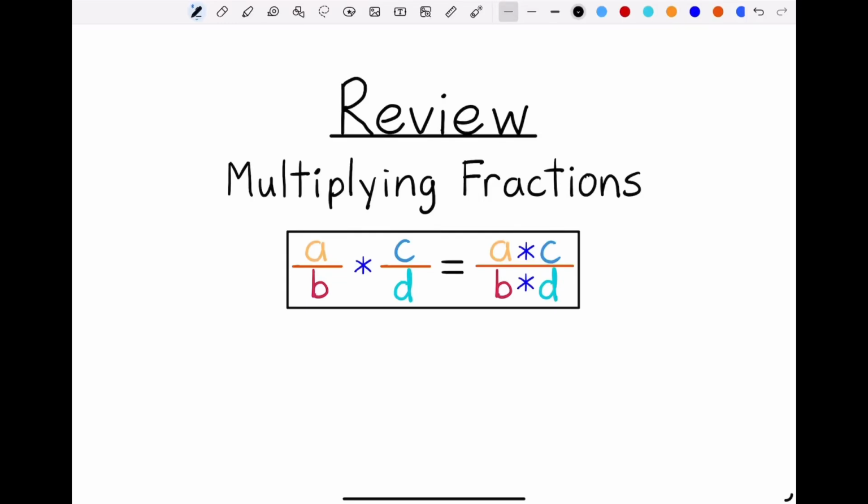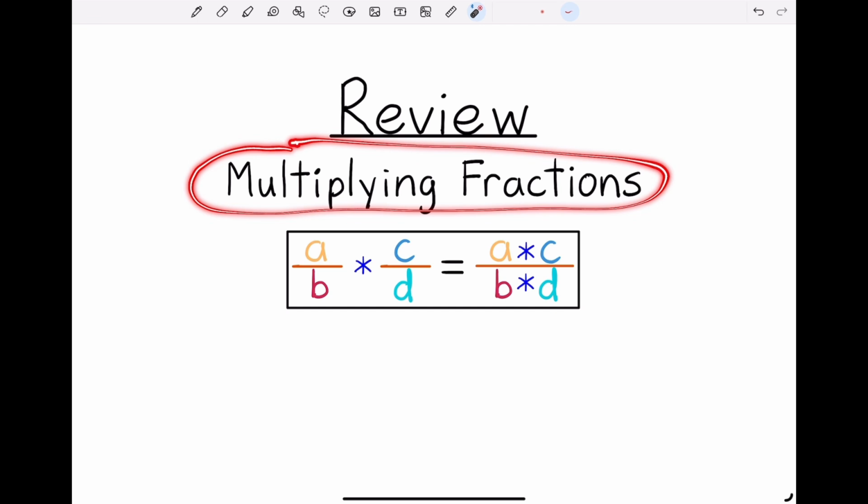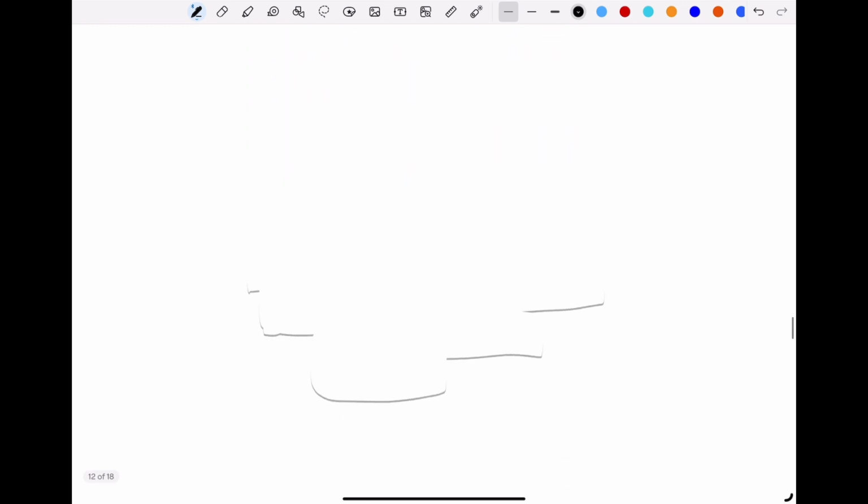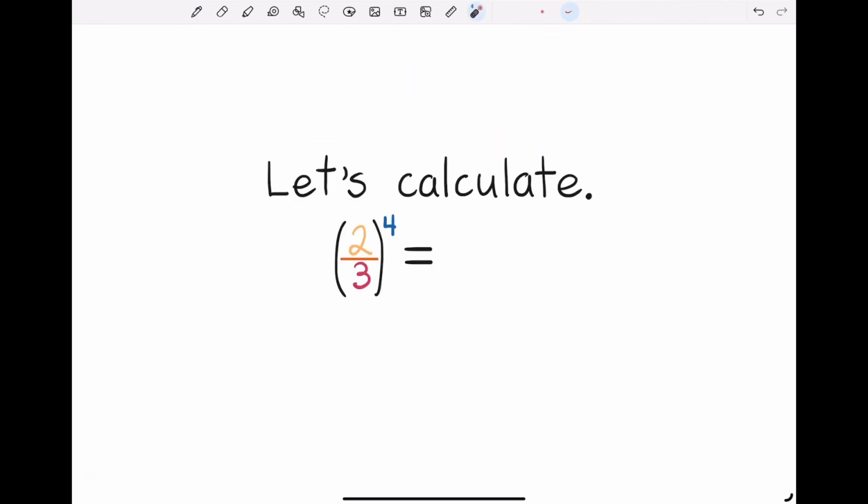In our last video, we reviewed how to multiply two or more fractions together. So we multiplied the numerators together to get our new numerator, and we multiply our denominators together to get our new denominator. So now that we know how to do that skill, let's use it to calculate the value of exponential expressions where the base is a fraction. We have all the tools to do it, so let's begin.